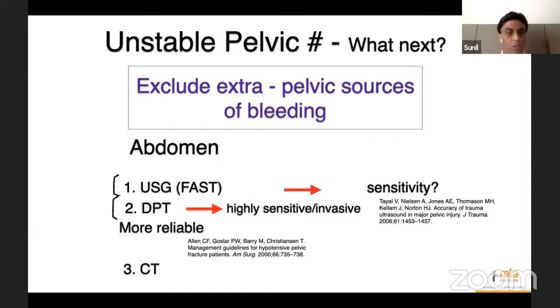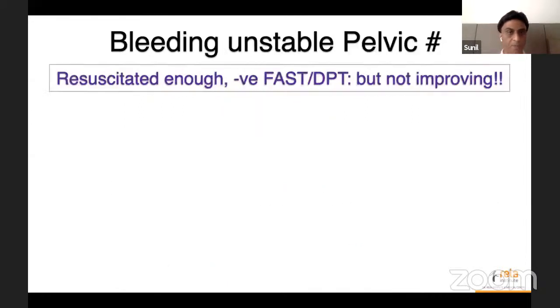So again, at this point, do I need a CT scan? Definitely no, because it requires shifting, and however fast you can do a CT scan at this point of time, timing is all important, and you do not want to stop or interfere with your resuscitation process.